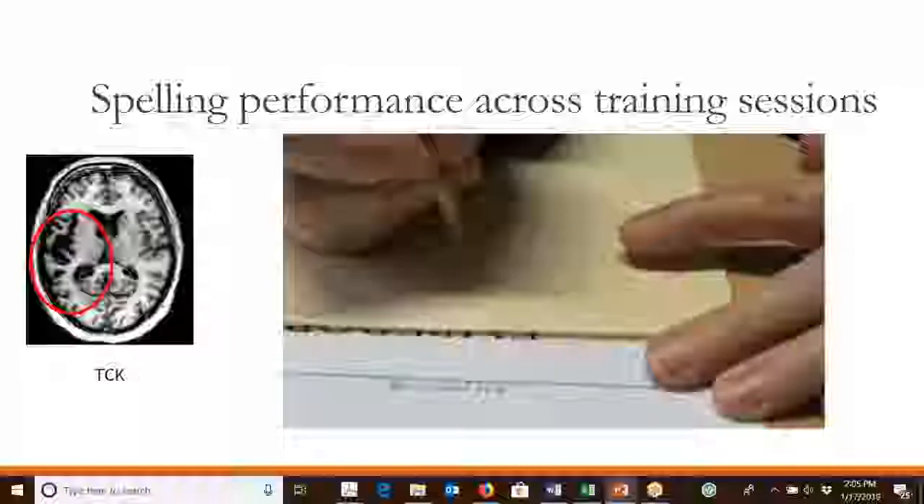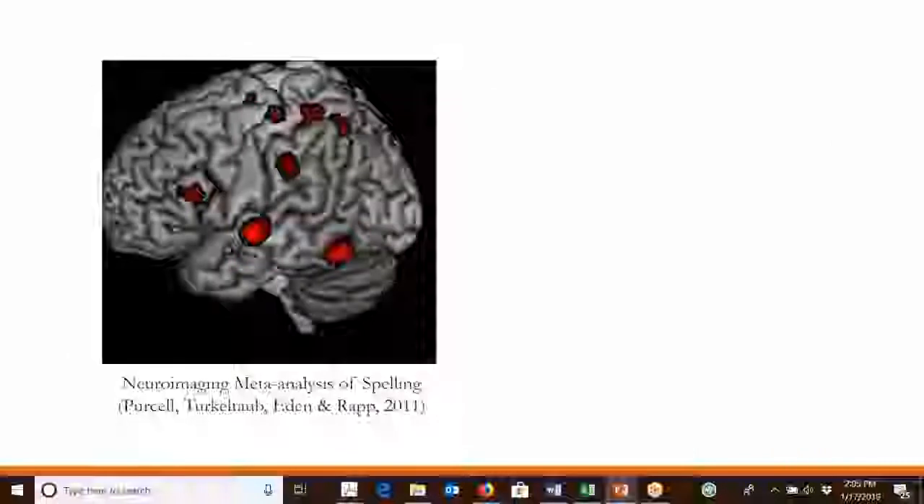The question that we're interested in is, what happened in his brain over the course of this period where he improved in his spelling performance? And just to give you a brief background on spelling in the brain, the work I'm going to be telling you about focuses on dysgraphia and recovery from acquired dysgraphia.